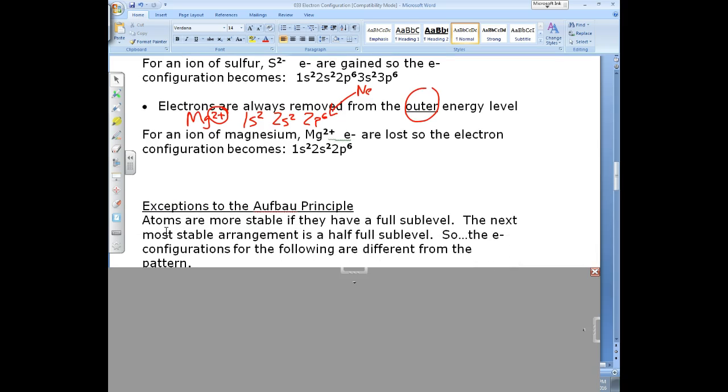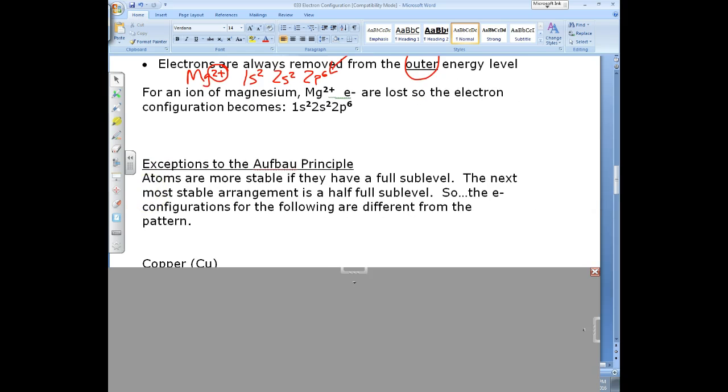So atoms are more stable if they have a full sublevel. And remember, atoms want to become more stable. The next most stable arrangement, if they can't be full, is half full. That's the next best thing. So we have a couple of atoms, and they're going to be a little different than the pattern I taught you before on writing electron configurations.